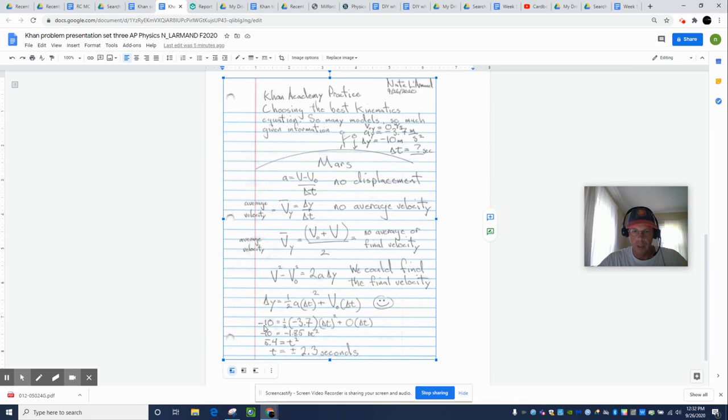So just for fun, I threw in the numbers, and you find it to be 2.3 seconds to fall this huge distance. 10 meters is like 3 stories. But because the acceleration is so gradual, it takes a long time, over 2 seconds, 2.3 seconds.